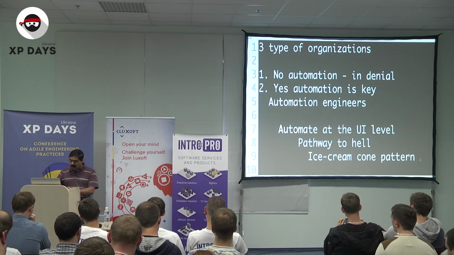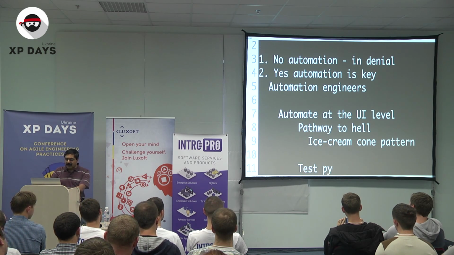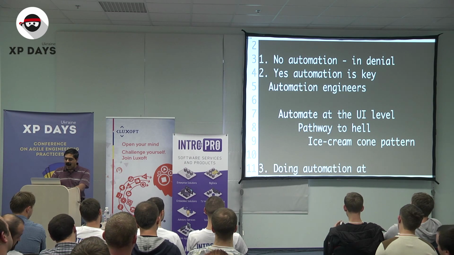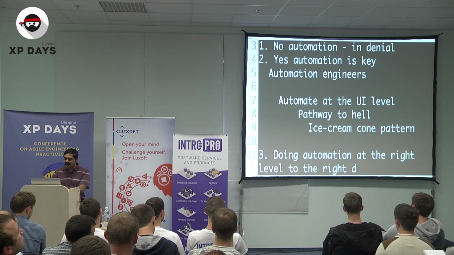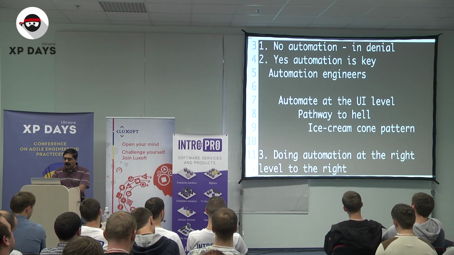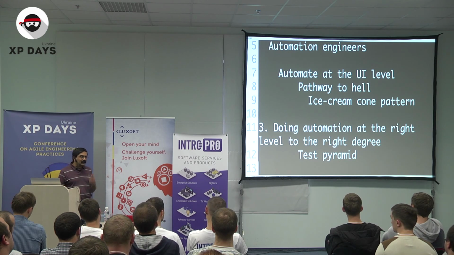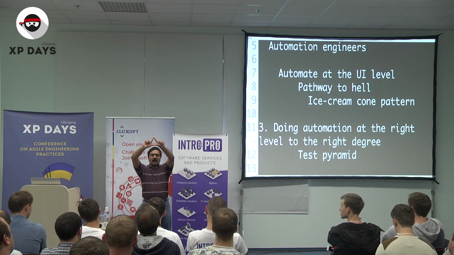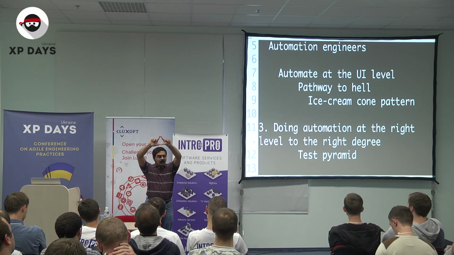So what can we do? Again, Google for this. Mike Cohn wrote about this in his book. It's called the test pyramid. And this is the third type of organization that are out there doing automation at the right level to the right degree. This is often called the test pyramid. The test pyramid, as you can see, is like a pyramid. You do more tests in the bottom levels, and as you go up, you do fewer and fewer tests.